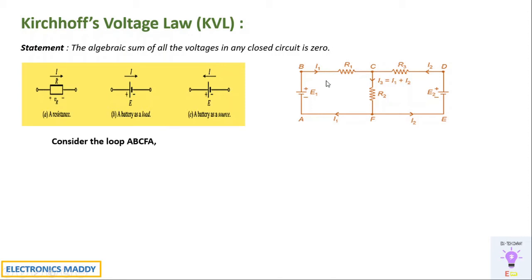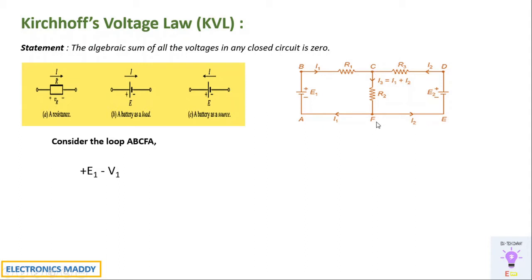So let's now apply KVL. At this point, let us say we are considering the current direction from A, B, C, F, A, right? So from A to B, you see the voltage source E1, so minus to plus. It's ending with plus, so we'll write it as plus E1. Next, from B to C, we have plus here and minus here. We will consider the voltage drop across R1 as V1, so we write it as minus V1 because it's minus over here.